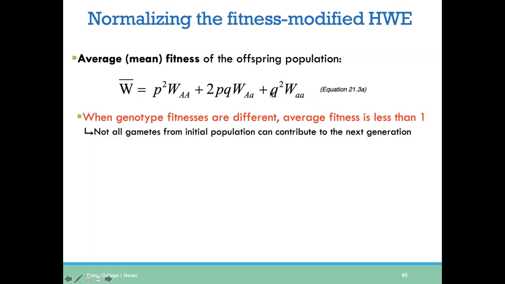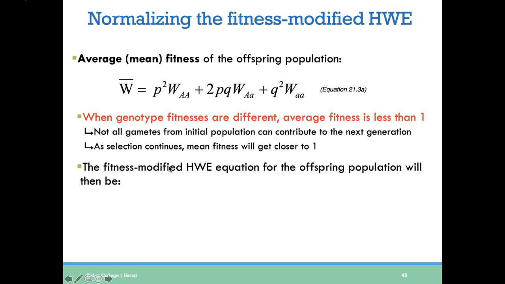Not all gametes from the initial population can contribute to the next generation if the fitness value is less than one. And as selection continues, the mean fitness will get closer to one. So as you eliminate all of these harmful alleles, you're going to end up getting a mean fitness closer to one.